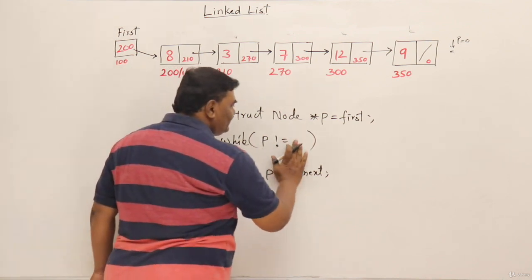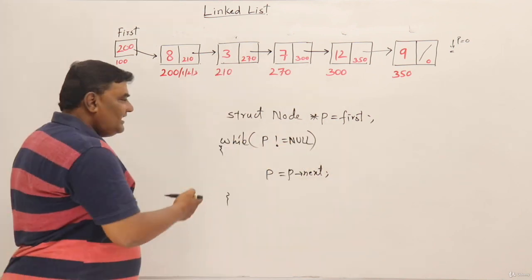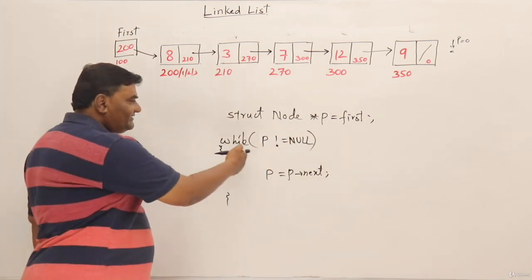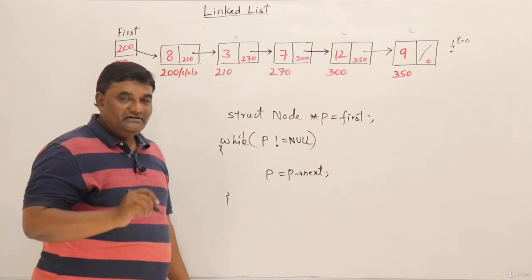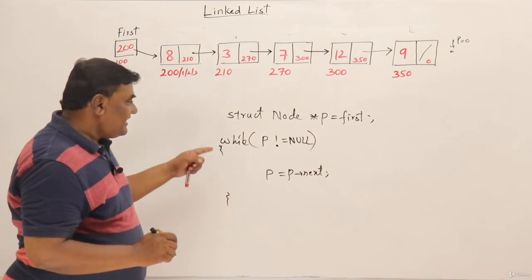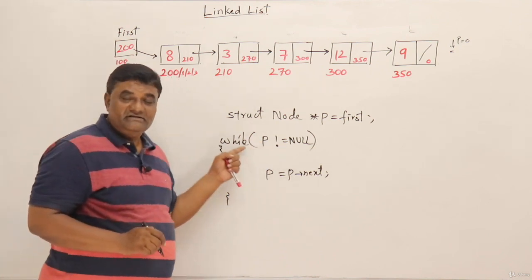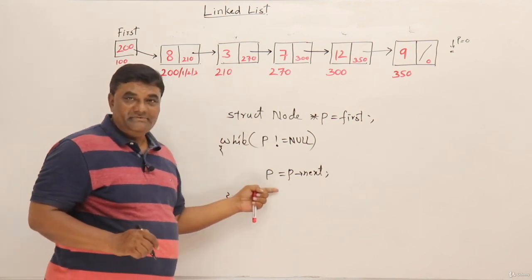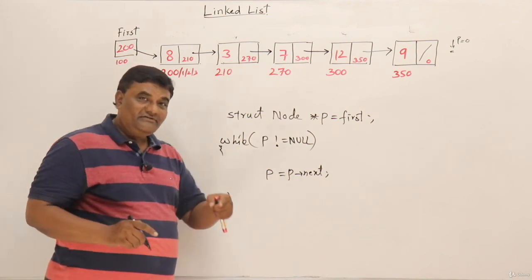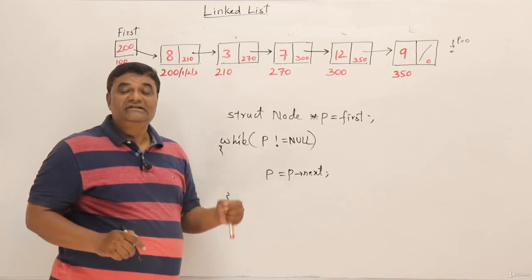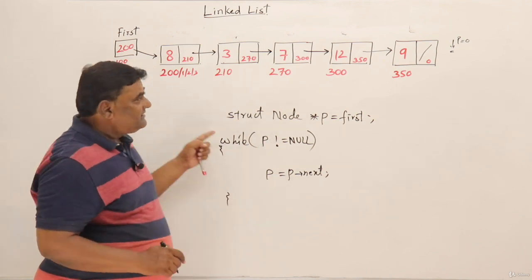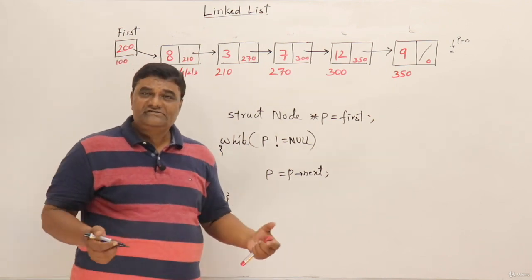Instead of 0, we can also say null. I have already shown you this condition. We can even say while P for this one. So this is very important: traversing the entire linked list, this loop and this statement. P is a pointer that will take you through all the nodes one by one. This is very important.